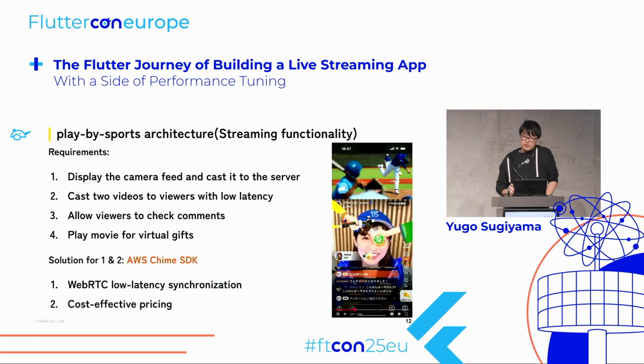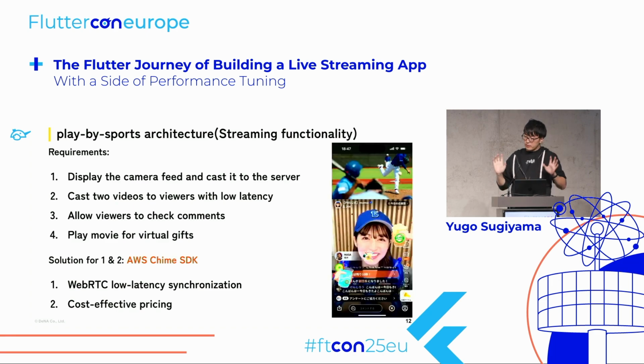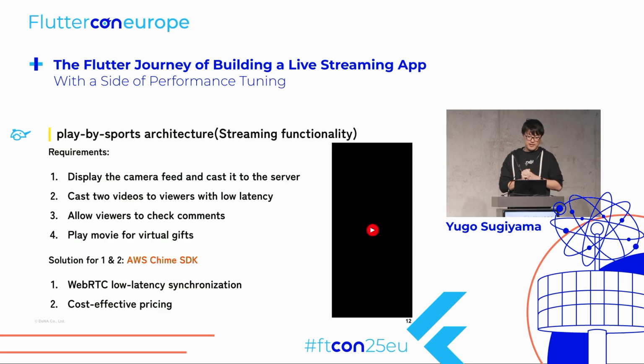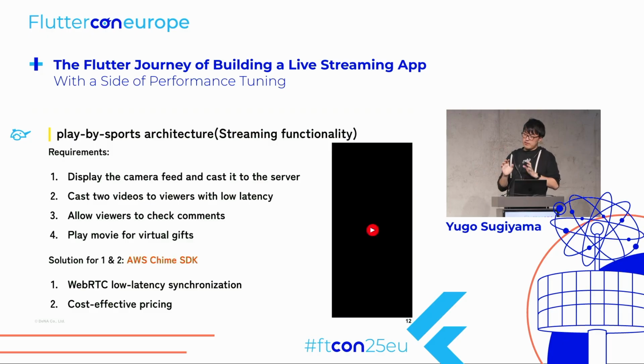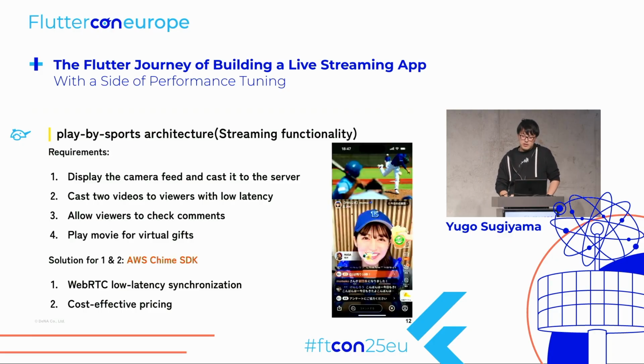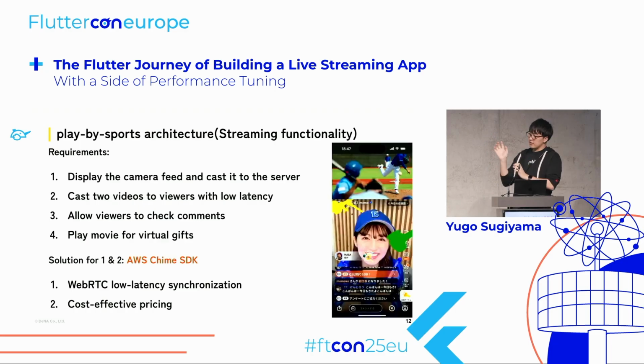Now, let's take a look at the implementation details. Let's start with the streaming functionality. First, streaming requires the ability to cast the camera feed from the streamer's device to the server, which is, of course, essential for live streaming. Next, both the streamer's video and the game footage need to be delivered to the viewers with almost no latency. It also needs to support functionalities such as displaying the viewers' comments and, as you can see in this video, displaying animations such as a buzzer gift.